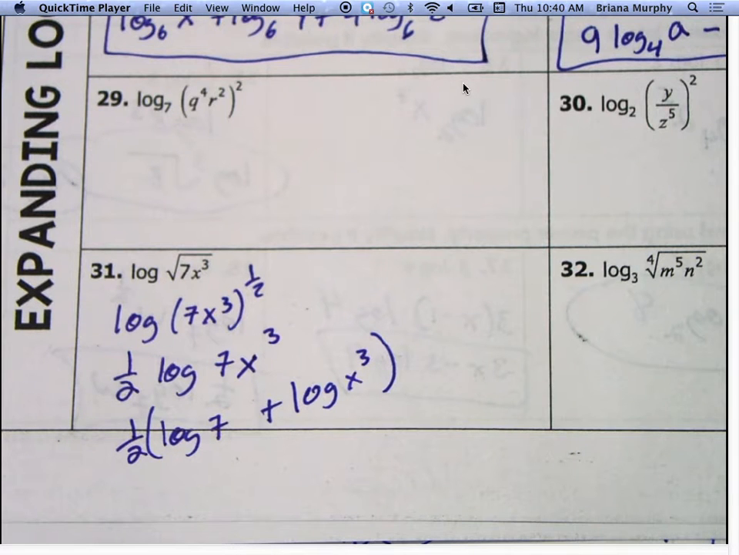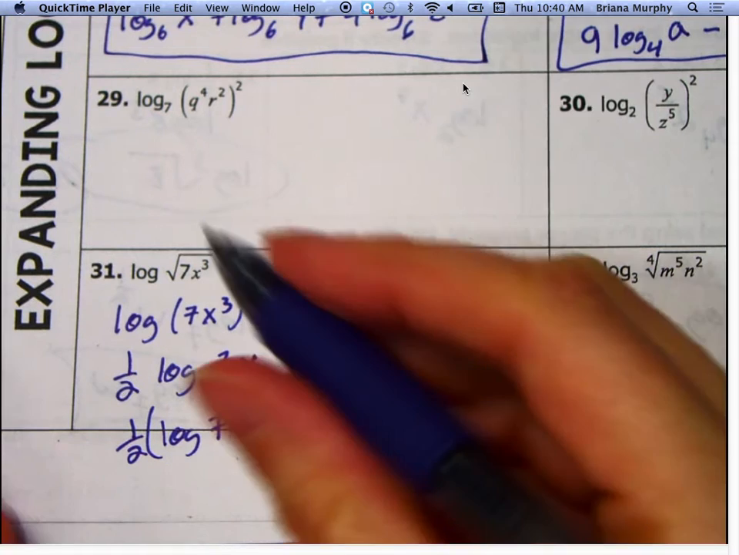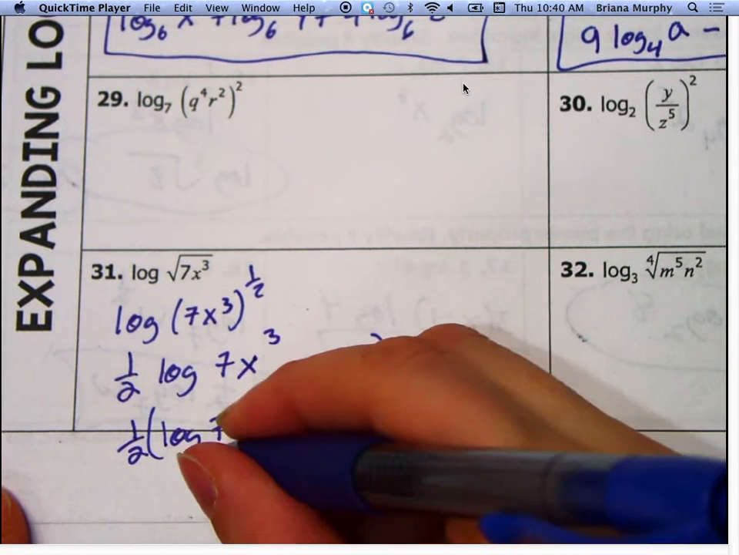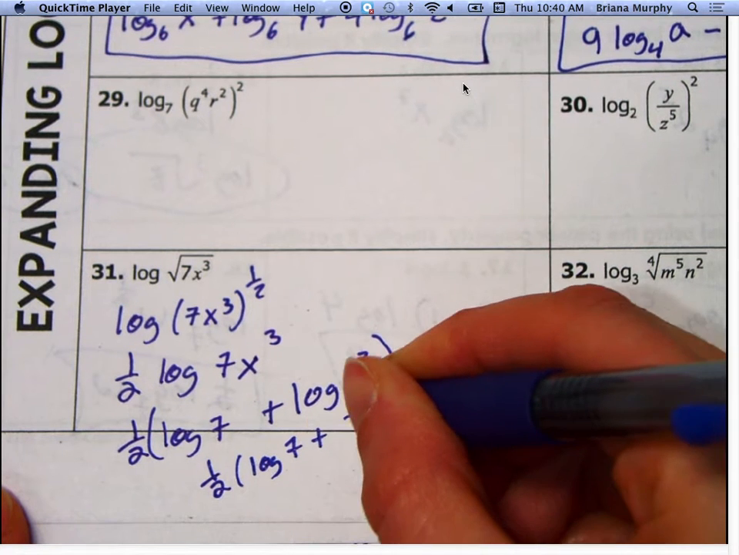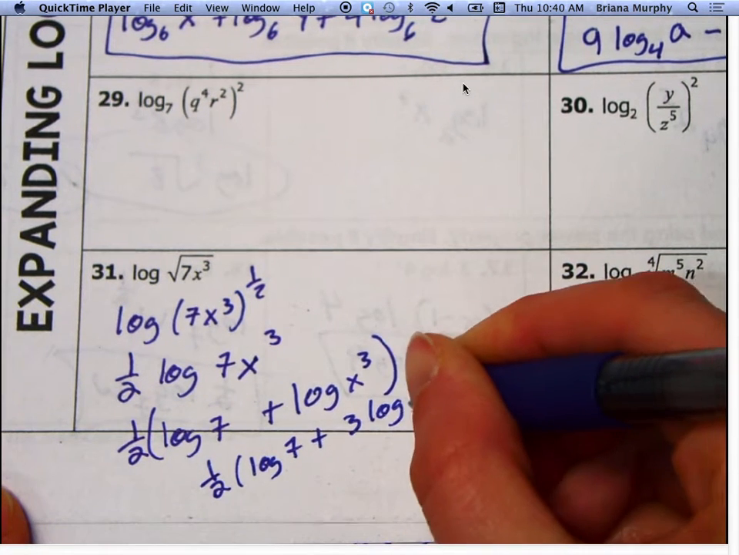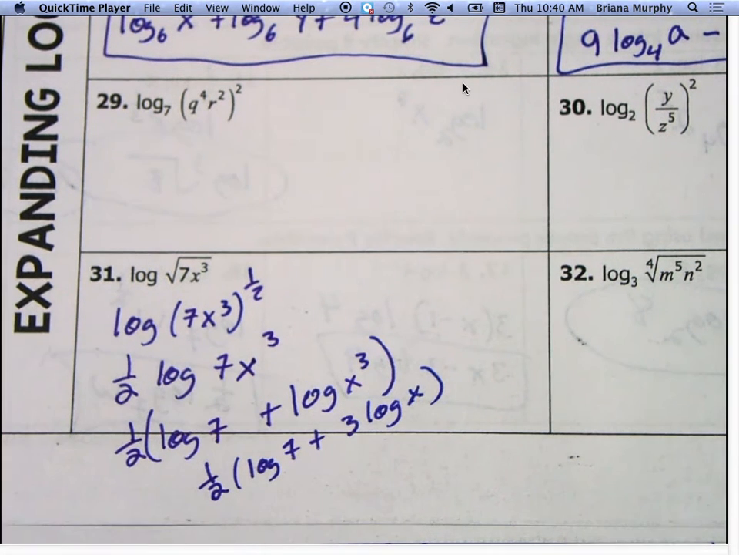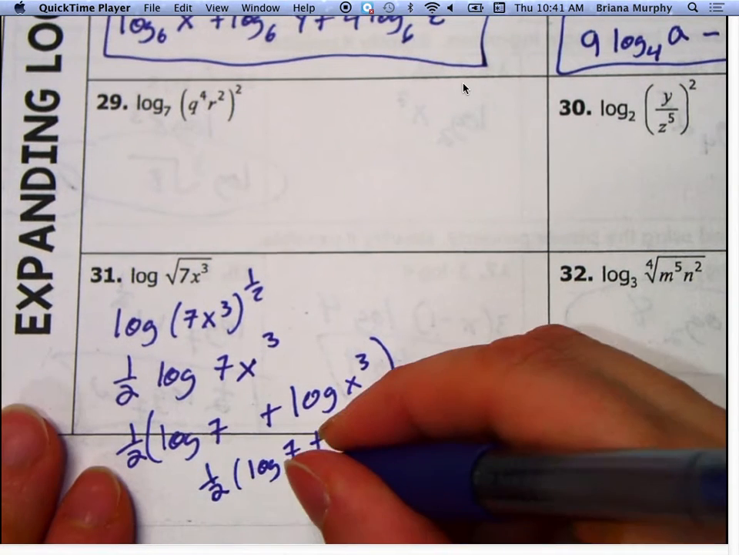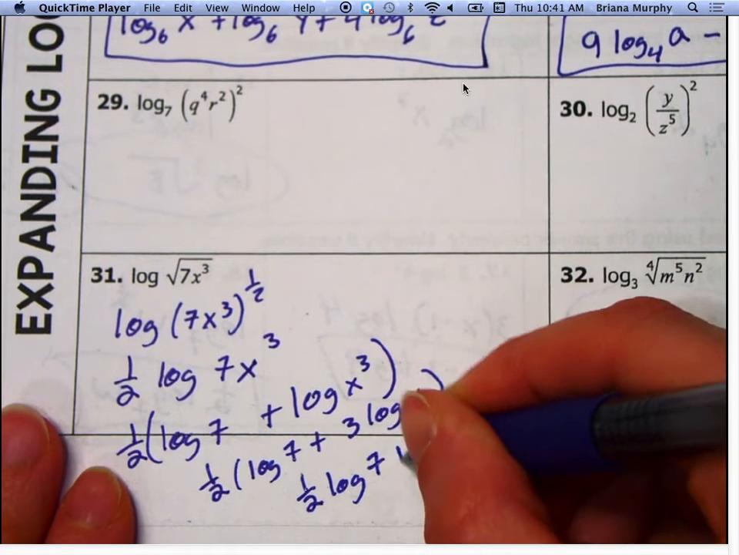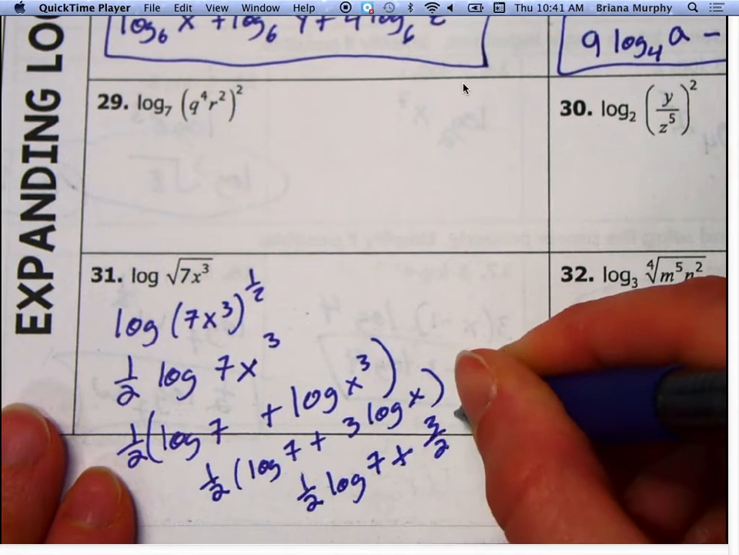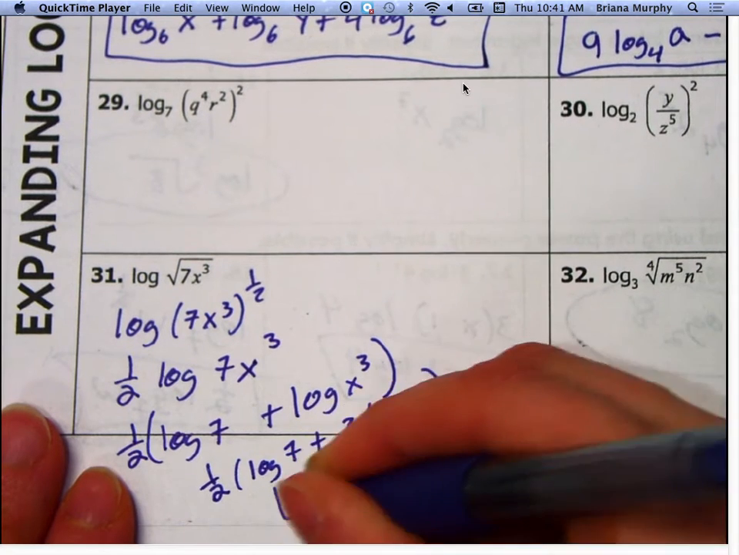Okay, I confused everybody. We're okay with putting the 1/2 in front, correct? Yeah. And then you put the 3 in front of the log. Yes, that's right, Nolan. 1/2 parentheses log 7 plus 3 log x. Now, I don't really like that 1/2 in front. So I'm going to distribute it to each one. So I get 1/2 log 7 plus 3/2 log x.